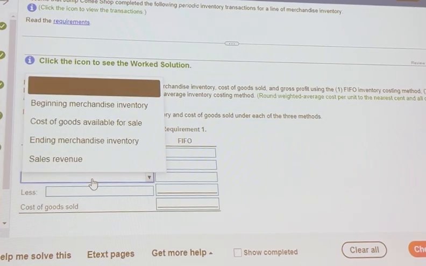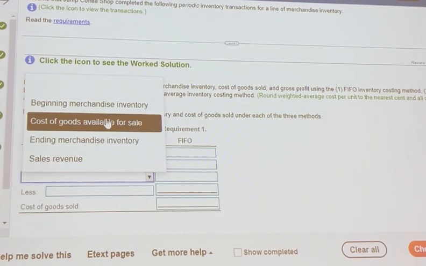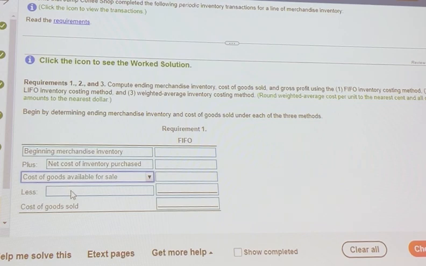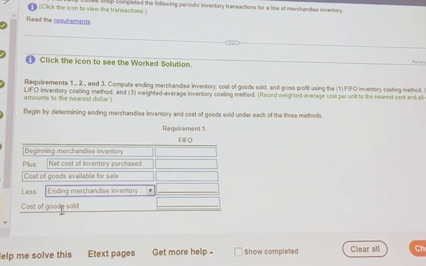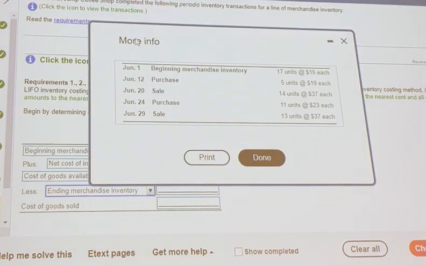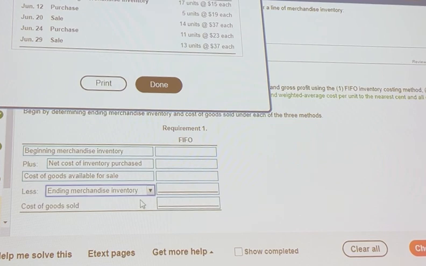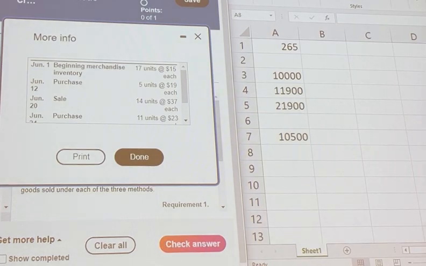That would give us cost of goods available for sale. Then we would subtract ending merchandise inventory, and that would give us cost of goods sold. There's a table here with data, and then I'll split my screen again.